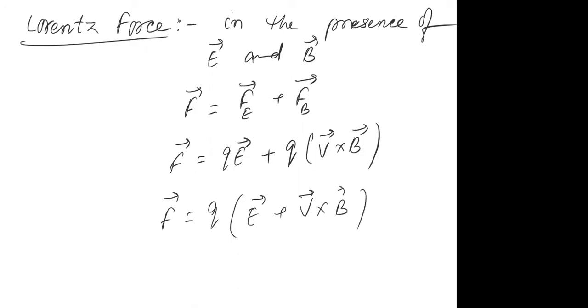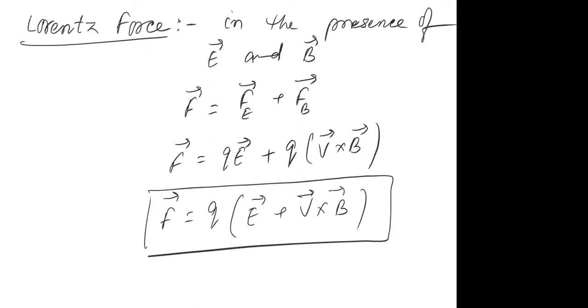This equation gives you the net force acting on the charged particle, and this force is called the Lorentz force. Means Lorentz force is nothing but the combination of two forces. One is the electrostatic force and the other one is the magnetic force. When both the fields act simultaneously on a charge, then the force will also be the sum of the two forces. So we have talked about the force.